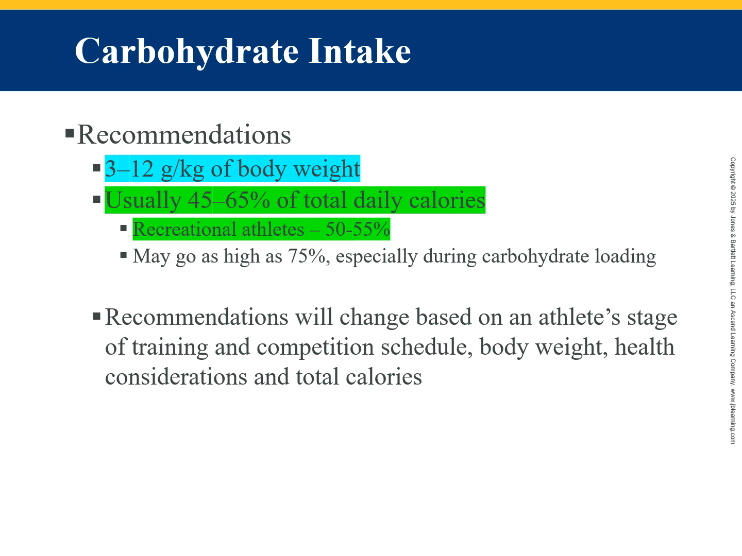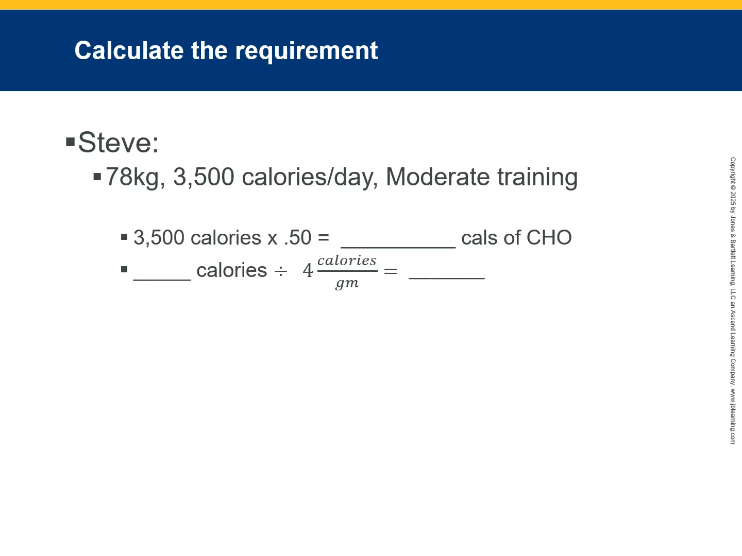What we need is going to vary, and this will be on a table in a couple slides. The recommendations are based upon when the person is in their training schedule, when they're competing, their body weight, and also their total calories. So let's calculate a requirement, and trust me, you'll need to know how to do this. So here is an example, and there's also one in your textbook.